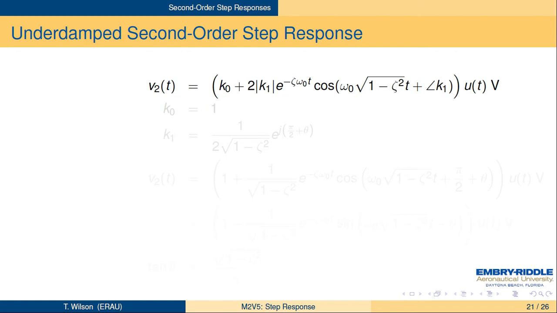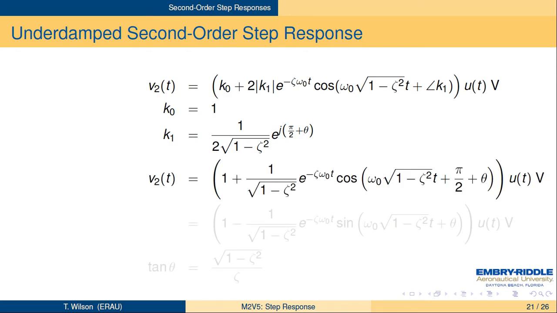So we go back to our formula for v2, and now we know K1, we know K0 already, so K1 is 1 over 2 root 1 minus zeta squared, and when you plug that into 2 times the magnitude, the 2's go away. And so our formula comes out to be 1 plus 1 over root 1 minus zeta squared, e to the minus zeta omega naught t. That's the decaying term. That's the e to the minus real part of the pole that determines the decay. And you have cos of omega naught root 1 minus zeta squared, where that omega naught root 1 minus zeta squared is the damped natural frequency, the damped oscillation rate, times t. And you've got the pi over 2, and you've got the theta.